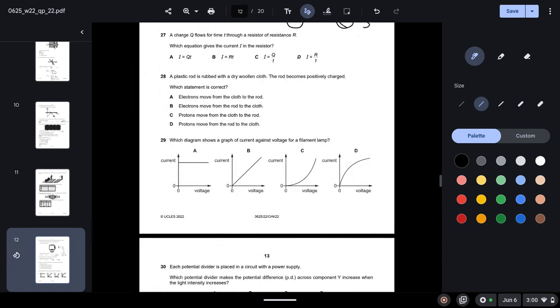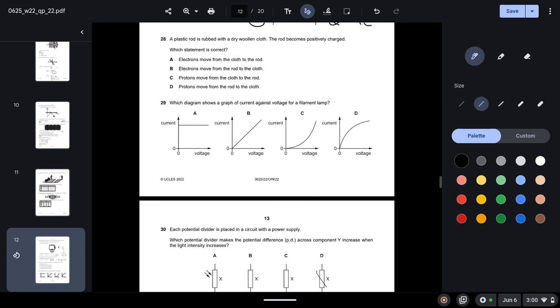A charge Q flows for time t through a resistor of resistance R. Which equation gives the current I in the resistor? So we know the formula Q is equal to IT. Making I the subject, we will get I is equal to Q over T, which is option C.